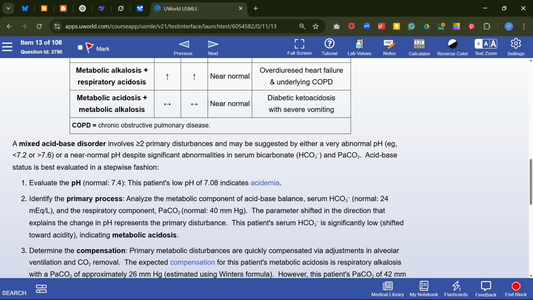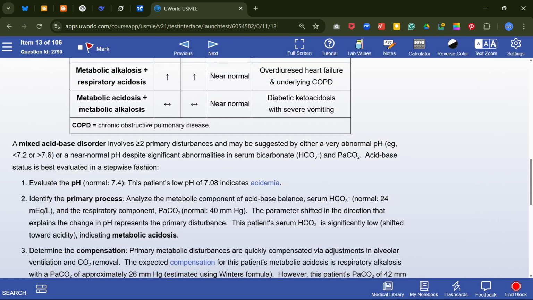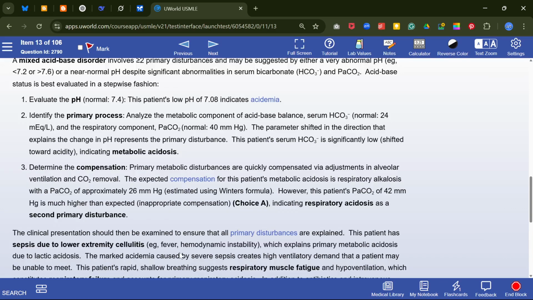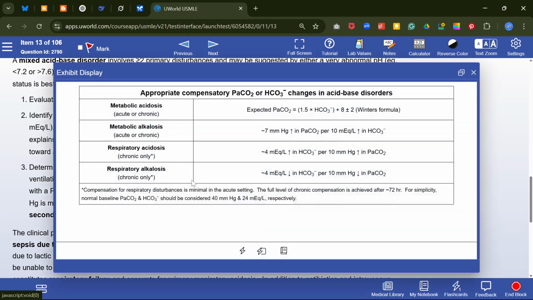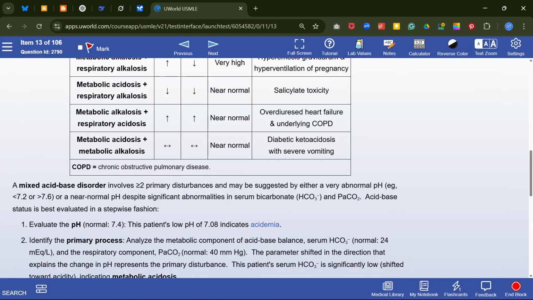So first of all, in mixed acid base disorder, evaluate pH. pH low, it is acidemia. And we have identified the primary process. It is the metabolic component, metabolic acidosis. Then we find the compensation. The expected PaCO2 is 1.5 into bicarbonate plus 8 plus minus 2 according to Winter's formula. As it is not compensated, it looks like there is a secondary pathology, a secondary primary disturbance.